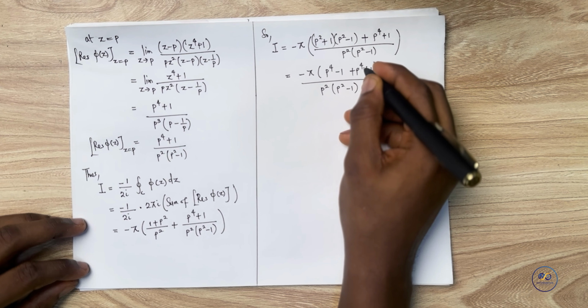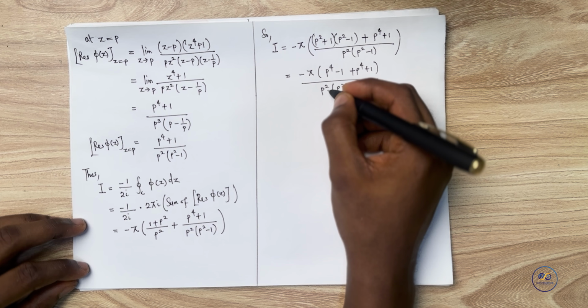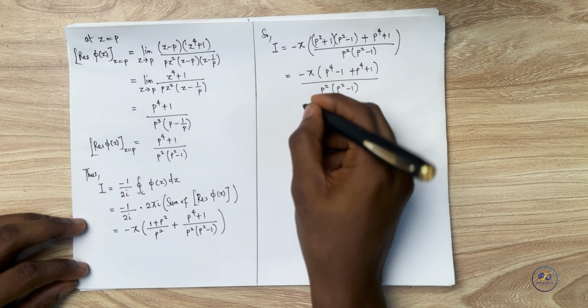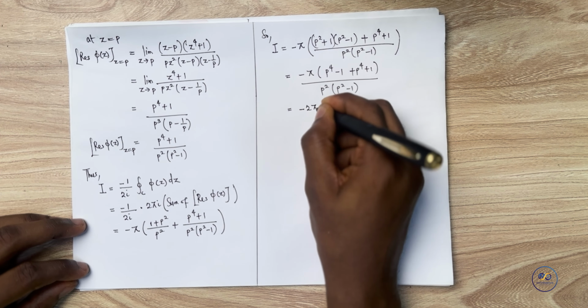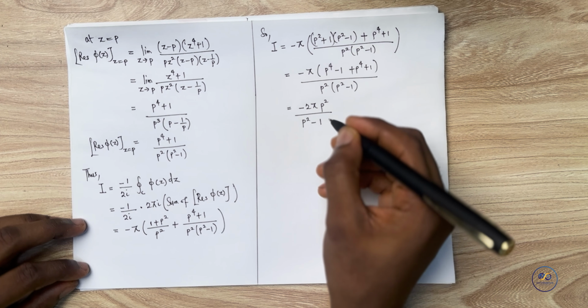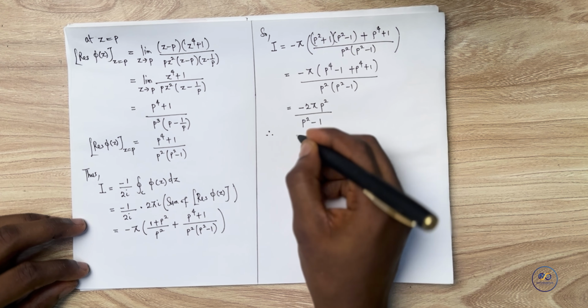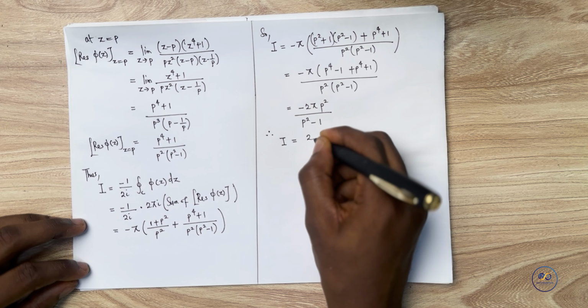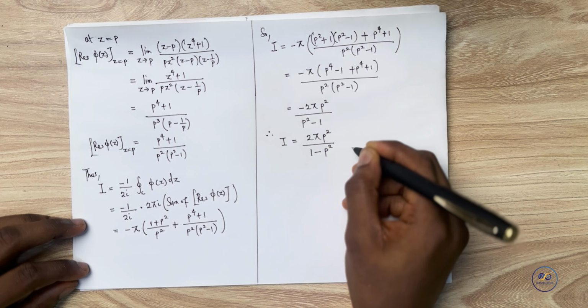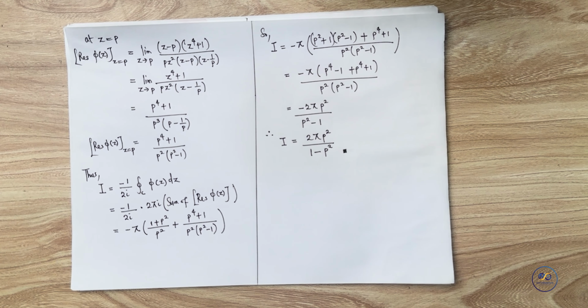So we see we are left with 2p raised to power 4 here. p raised to power 2 can divide p raised to power 4. And then we'll be left on top with minus 2 pi p squared divided by p squared minus 1. And if you do not want a negative outside, you can write this as I is equal to 2 pi p raised to power 2 divided by 1 minus p squared. And there we go.